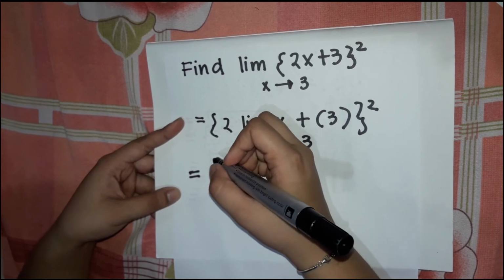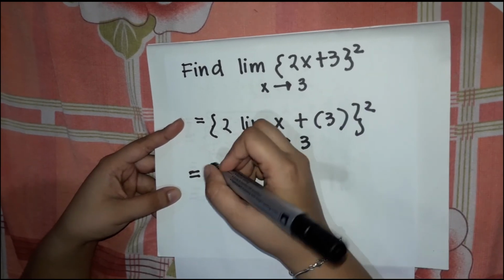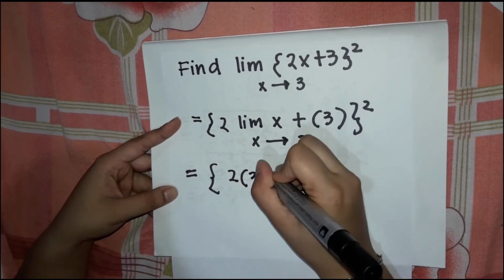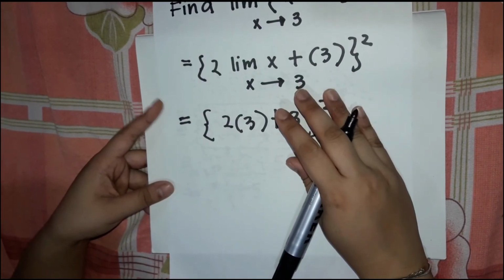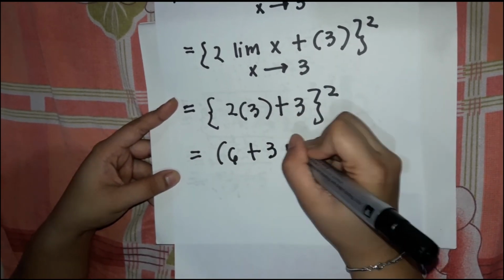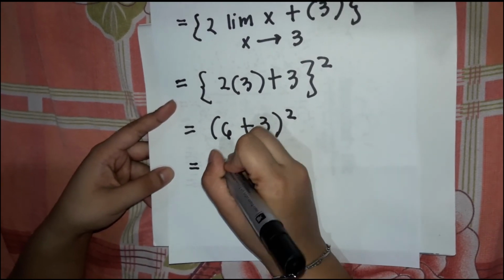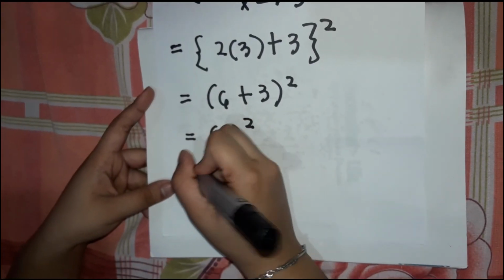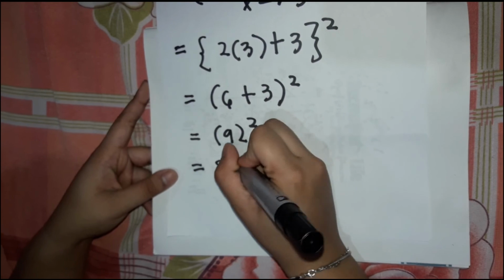Finally, we would get the answer of it. And so for our final answer, the limit of 2x plus 3 squared as x approaches 3 is 81.